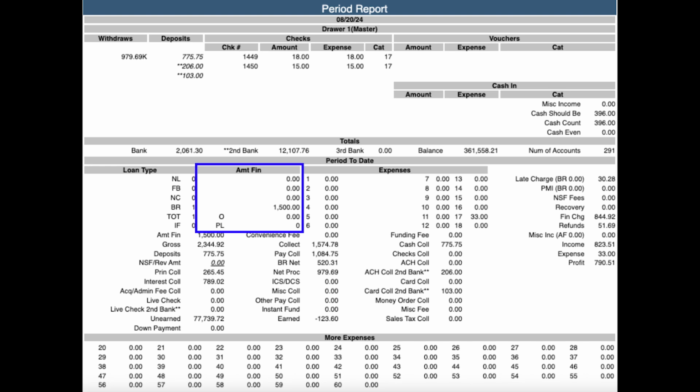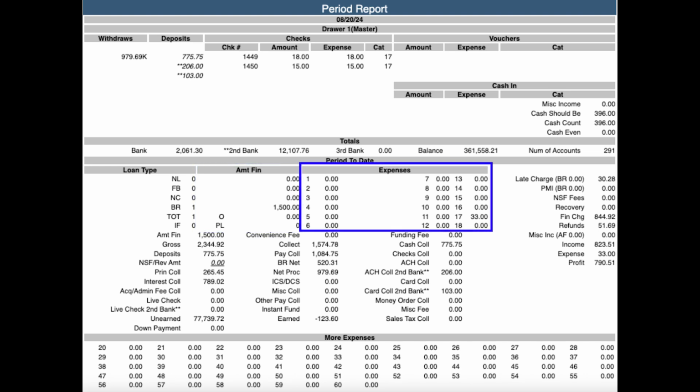NL, new loan amount financed total. FB, former borrower amount financed total. NC, no cash renewal amount financed total. BR, borrower renewal amount financed total. O, total of open loan type amount financed. PL, profit and loss, number of profit and loss for accounting period.